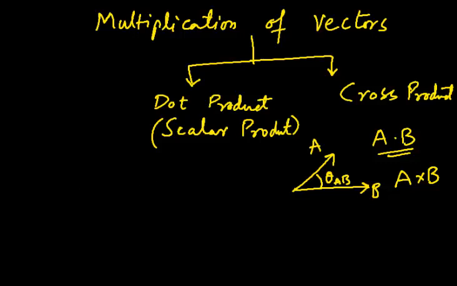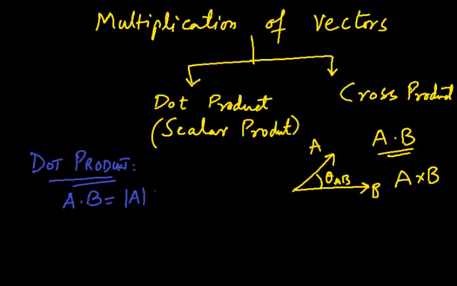The first one is the dot product. So let's talk about the dot product first. Dot product, which is also called the scalar product. The dot product of two vectors A and B is denoted by A dot B, and it is defined as the product of vector magnitudes.